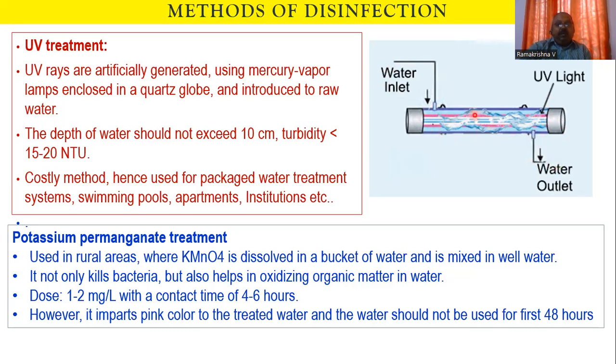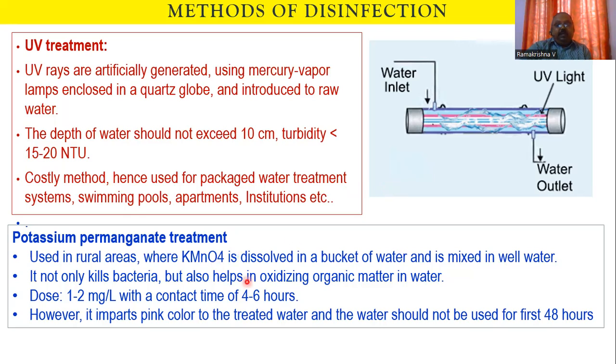What you see is a narrow tube here. Depth of water should not exceed 10 centimeters. That's why the tubes are narrow here. And there is a limitation for the turbidity. It is also a costly method. It requires some electrical power. So that's why it is used only in home treatment systems, swimming pools, apartments, and institutions.